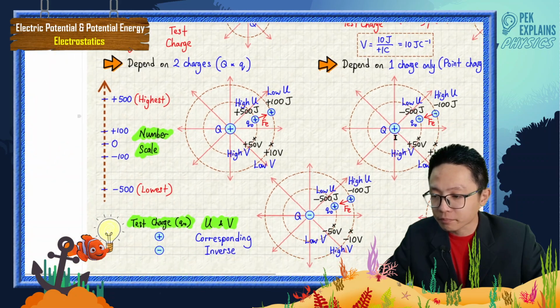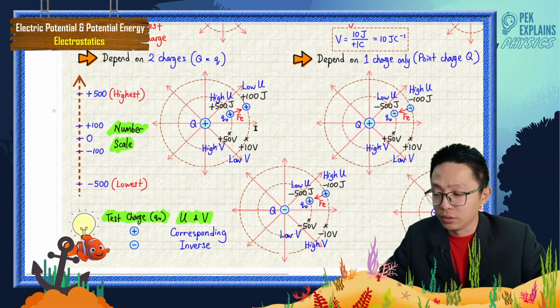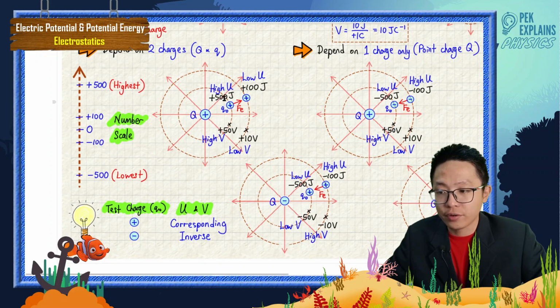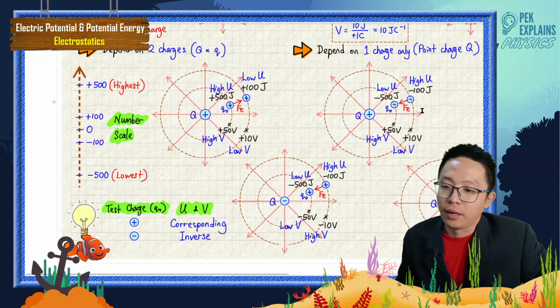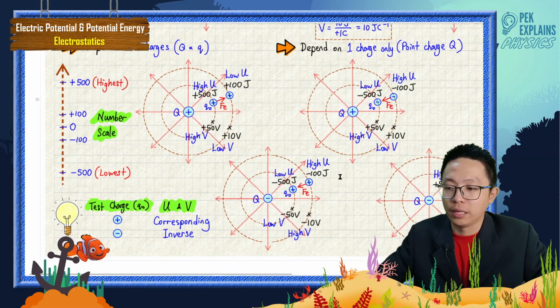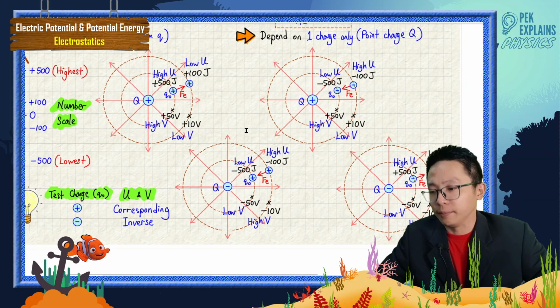Now, I want you to look at this one. Just now the 500 joule and 100 joule refer to the potential energy possessed by this test charge. And this 50 volt and 10 volt means the potential. There's no test charge here, just electric field, and it's just a potential for this point. So the same as for the other three diagrams. First of all, I want you to look at the value.